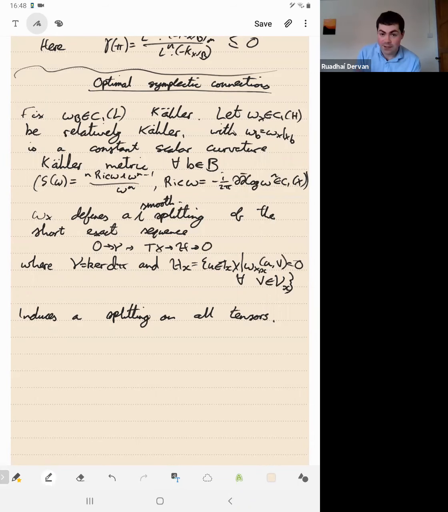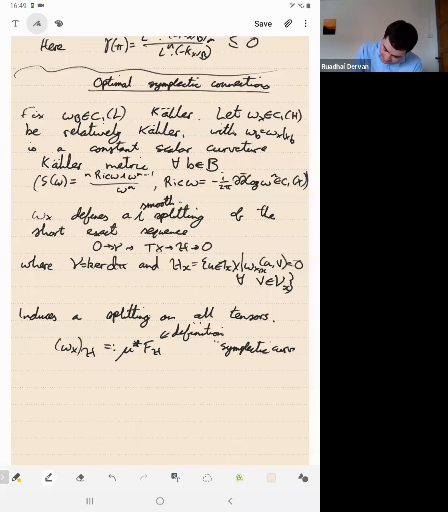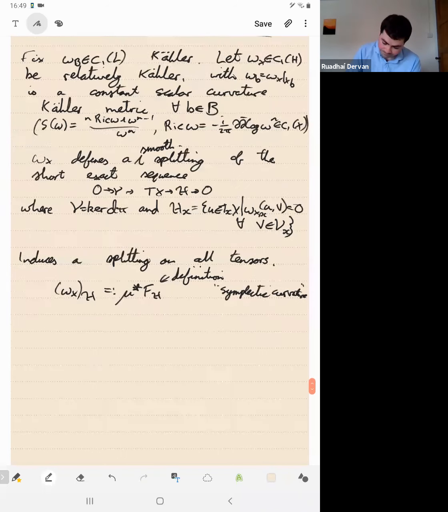And the following then is the curvature type operator. So omega_X has a purely horizontal component, omega_X^H. I'll define this, mu^* F_H, to be the horizontal component of omega_X. So this is the definition. The point is that you can think of this as the curvature of this Ehresmann connection. So this is the so-called symplectic curvature of the symplectic connection, and this is a reasonably familiar object in symplectic geometry.